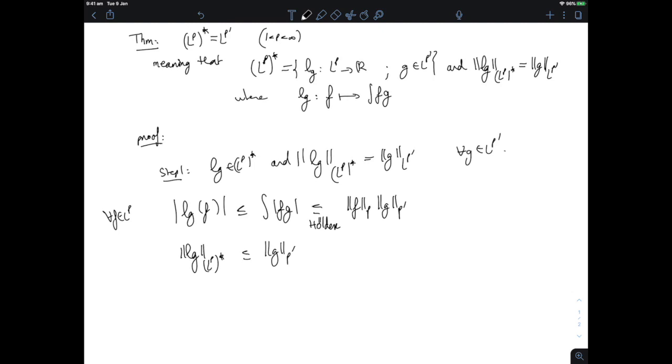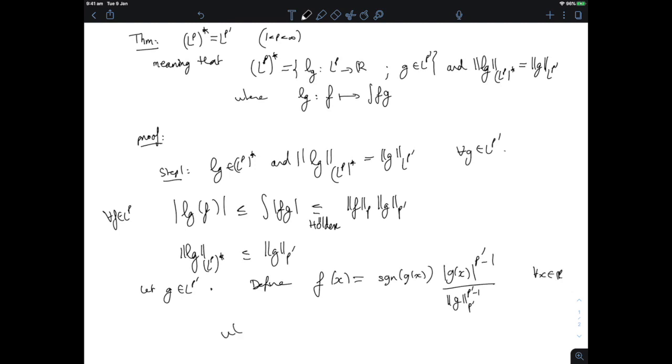So to do that, given a G in LP prime, as we have here, I'm going to define an F by F of x equal to sign of g of x times the absolute value of g of x to the power p prime minus 1, divided by the LP prime norm of g raised to the power p prime minus 1.